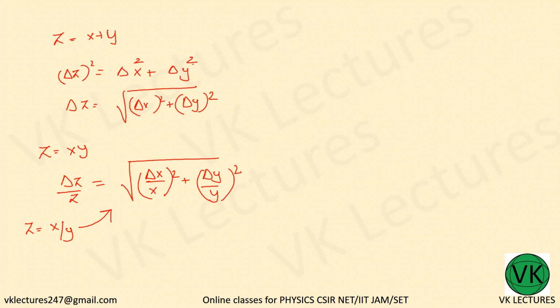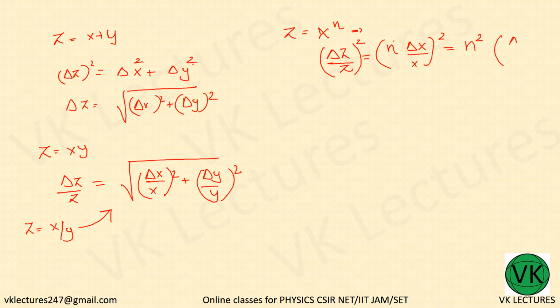And what about z equal to x to the power n? Delta z by z is equal to n times delta x by x. And here you should write the square: delta z by z whole square is n square into delta x by x whole square.